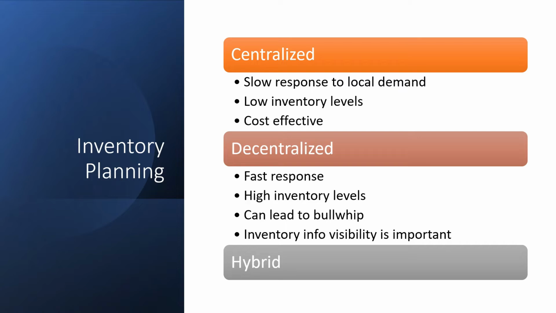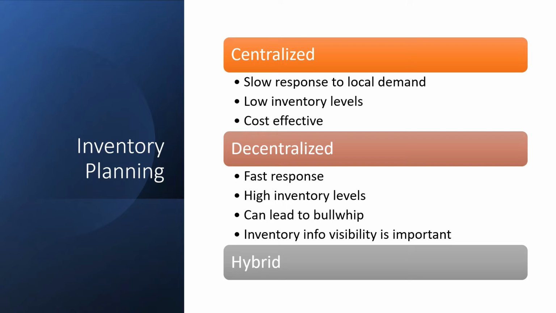As centralized inventory planning is carried out by the channel master, it is cost effective, it has low inventory levels, but at the same time, it has a slow response to the local demand because the information flow from the later part in the supply chain to the upper parts of the supply chain takes time. Now, given that the channel master has the visibility of the supply chain much better compared to the later parts of the supply chain, the overall inventory levels are low and this method is also cost effective. However, at the same time, it is slow to respond to the local demand.